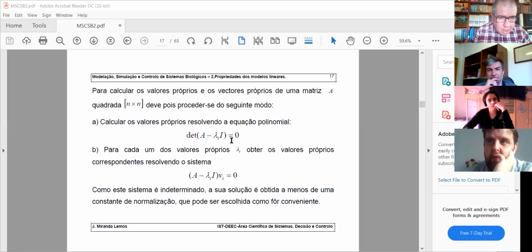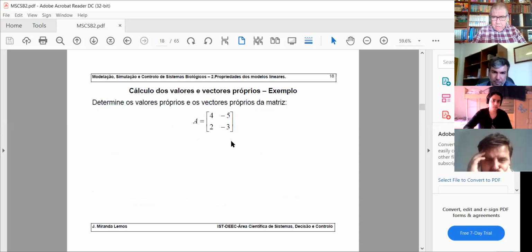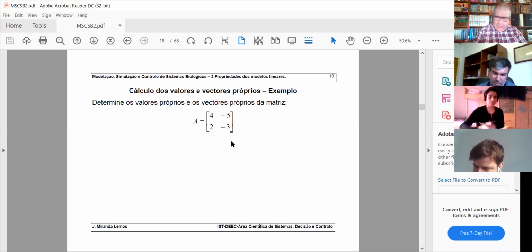So let's do the example. Compute the eigenvalues and the eigenvectors of this matrix in your notebooks. Don't look at the slides. The solution is on the slides, but do it by yourself. Even if you are not able to do it, try, and then I will give you a hand.